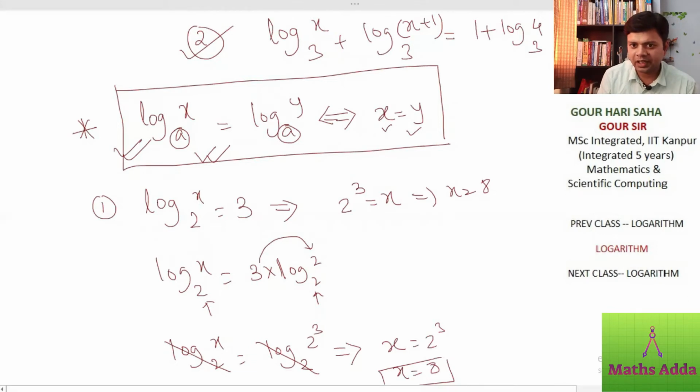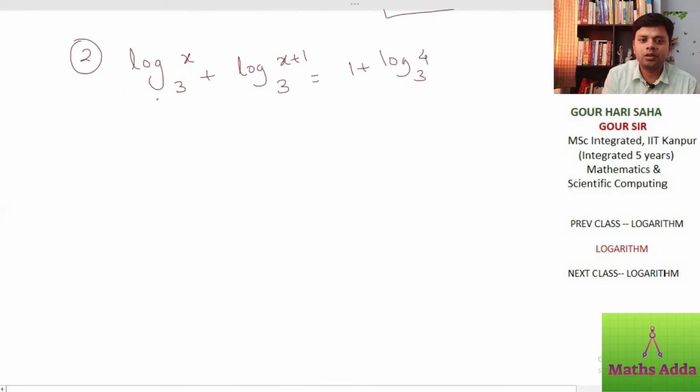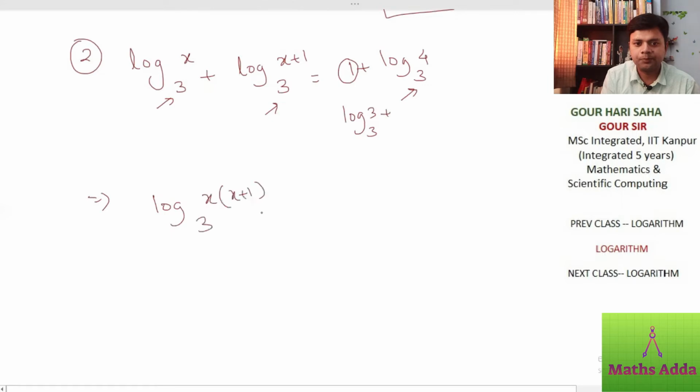Let us see the second one. Now what is the problem? I am very happy all these bases are 3, right? So this means it's easier. The only problem is this term. So convert this to log of 3 base 3. See, now all terms have base 3. So the left hand side is log of x into x plus 1 base 3, and the right hand side is log of 3 into 4 base 3, right?